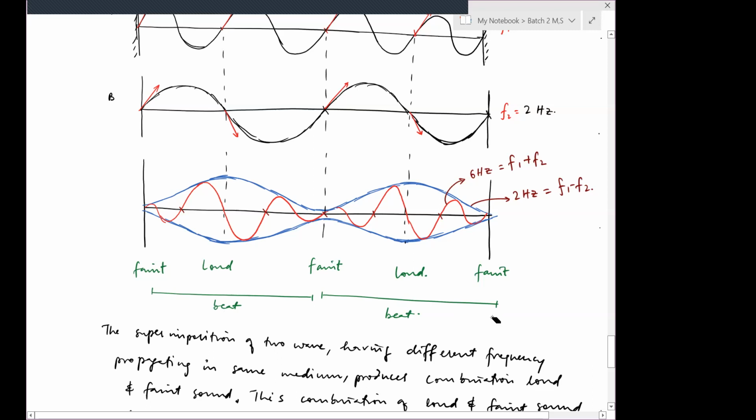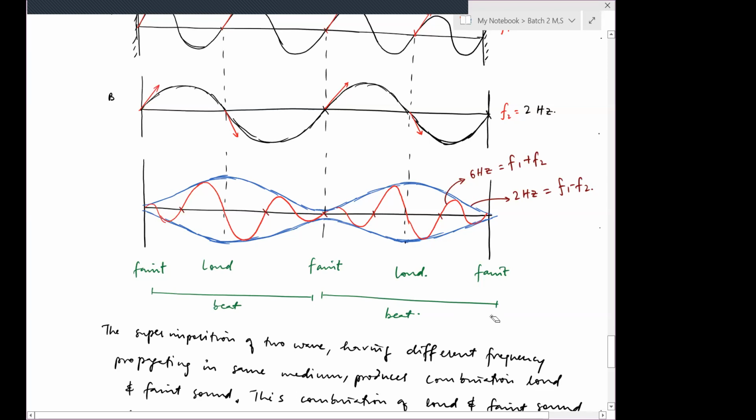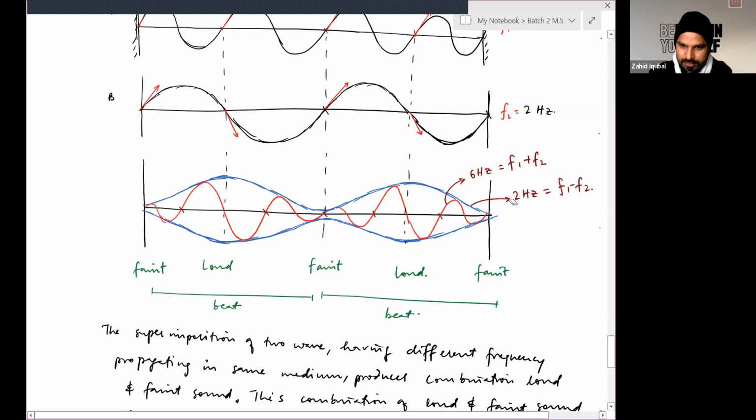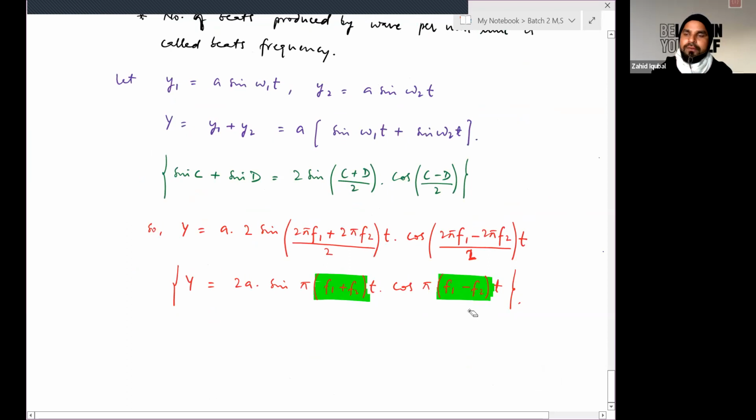Is it two beats? Yeah, two beats per second. So it will be termed as two beats frequency. Yes, sir. And that is nothing but this blue line, the difference of frequency of the two waves. Is it clear? Yes, sir. So from this part, we can conclude that the difference of the two waves' frequencies defines the beat frequency. So beat frequency is equal to the difference of frequency of the two waves.